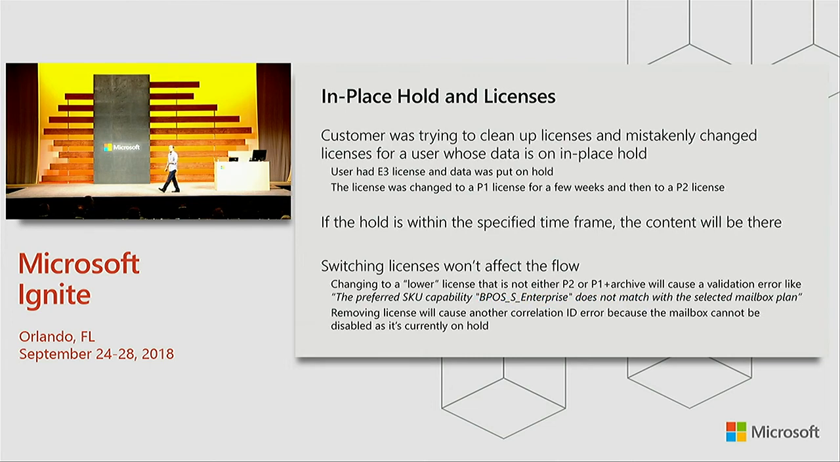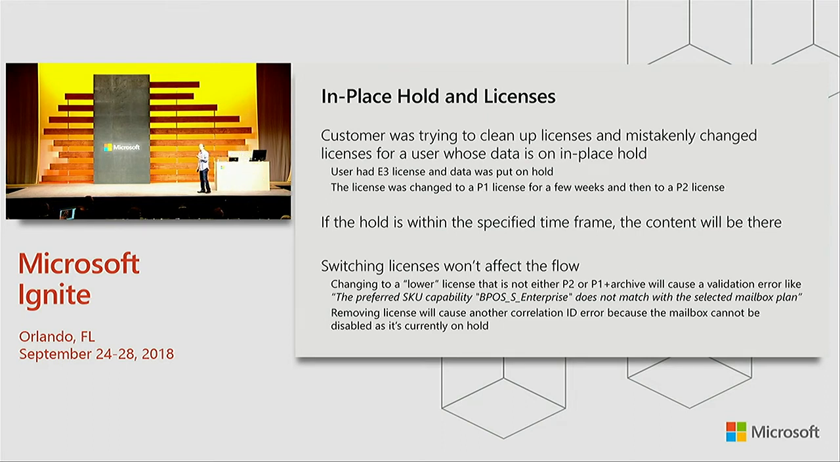All right, in-place hold and licenses. Here's one where a customer was trying to clean up some licenses. They mistakenly changed licenses for a user who had their data on in-place hold. Now, the user had an E3 license when they were put on hold, and the license was changed down to a P1 license, but not a P1 license with archive. As you may know, at the P level, it's got to be P1 plus archive or P2 to get in-place hold, rather.